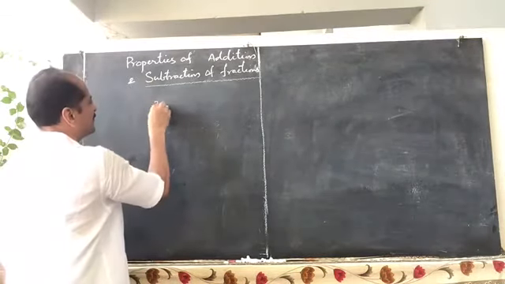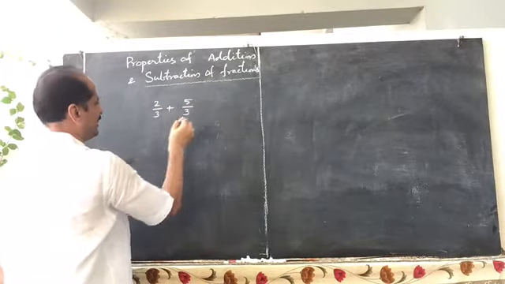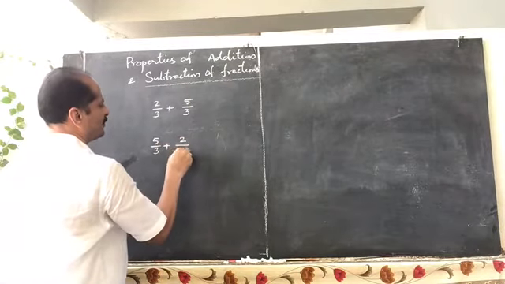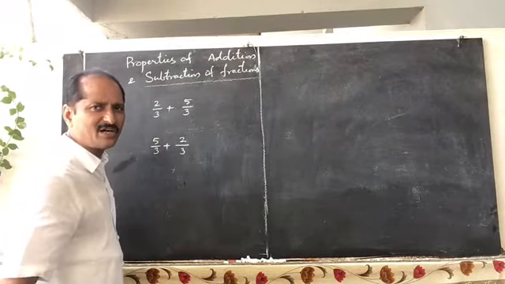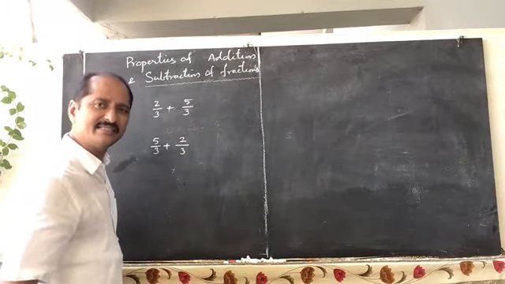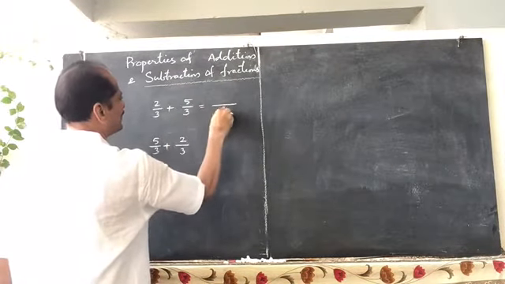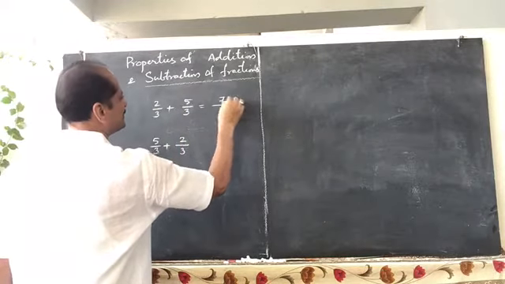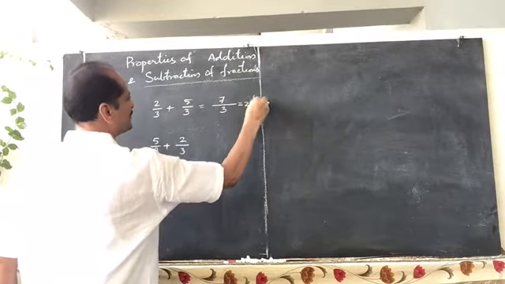That means, for example, 2 by 3 plus 5 by 3 and 5 by 3 plus 2 by 3. So what we did, we changed the order of the fractions. If we change the order of the fractions, the sum remains the same. See here. Write down the common denominator, add the numerators. 2 plus 5 is equal to 7 by 3. 7 by 3 is an improper fraction, change into mixed. 3 twos are 6, remainder 1 by 3. 2 1 by 3 is the sum.